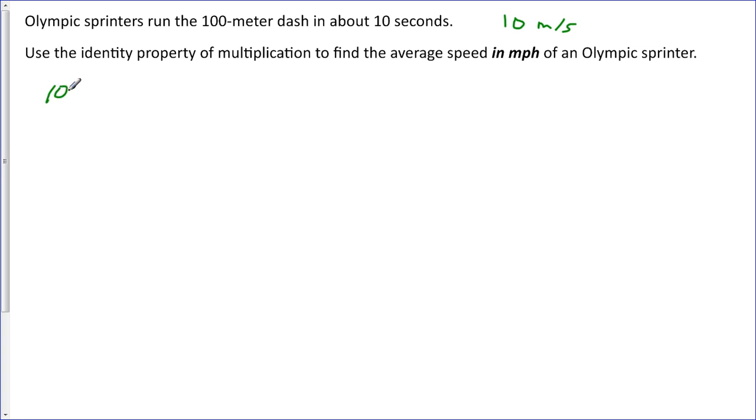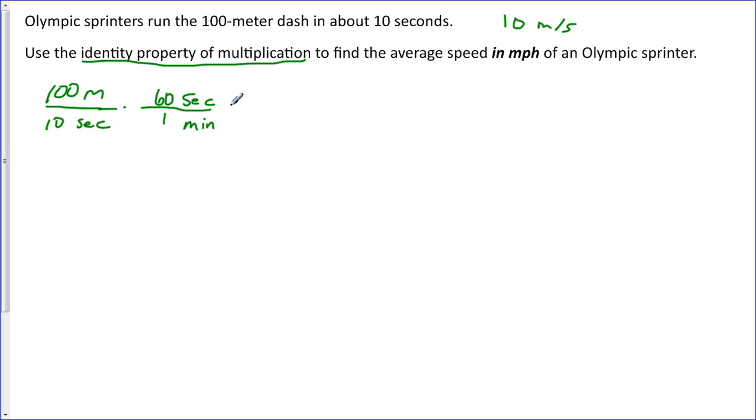So we start with 100 meters, using the identity property of multiplication, multiplying by 1. So we start with 100 meters divided by 10 seconds. And I'm going to do this one step at a time. I'm going to convert the seconds to minutes, and then the minutes to hours. So to convert the seconds to minutes, I need to cancel the seconds unit. So I'll put seconds in the numerator and convert it to minutes. And I know that there's 60 seconds in 1 minute, so that this ratio equals 1.